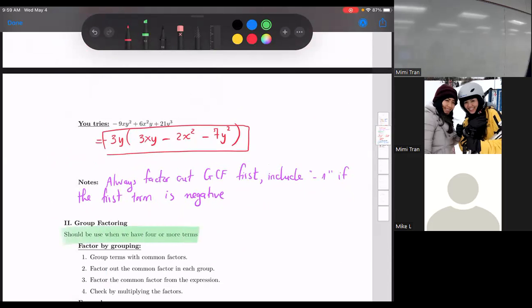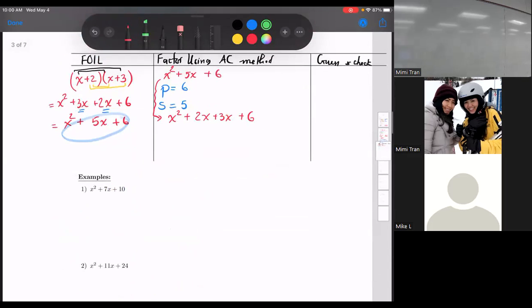When you have 4 or more terms, I'm going to group the first 2 and the last 2. You can do the first and third and the second and fourth. I'm just going to keep it simple.